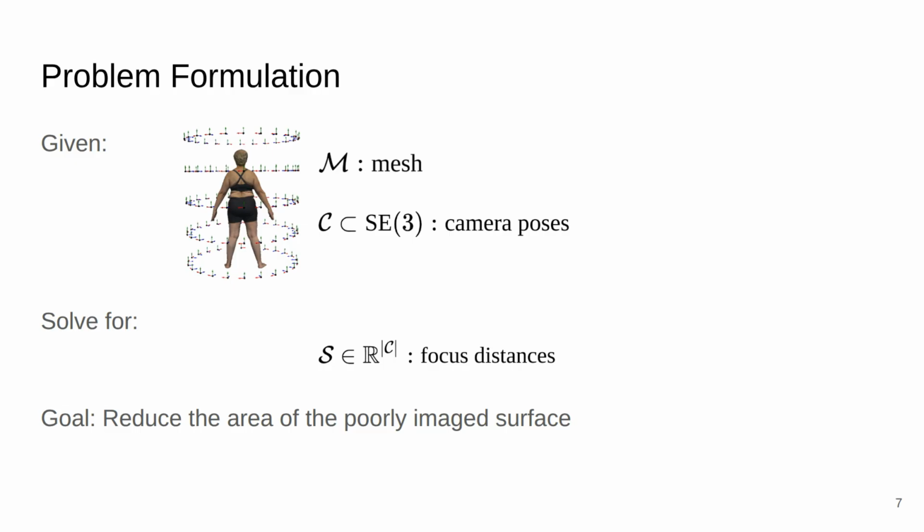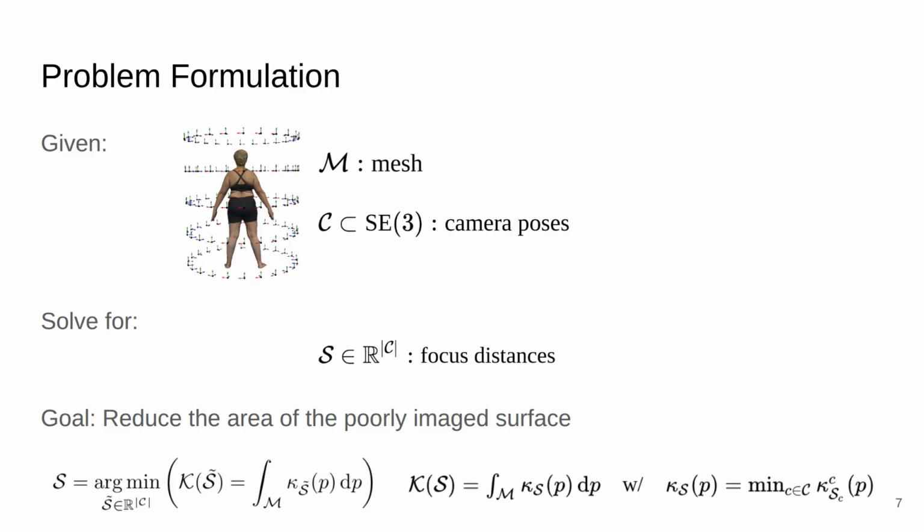The optimization problem can be expressed in the equation below. What's this monster? Don't worry, let's talk about it term by term. First, for each camera, given its focus distance, we can compute the focus distance cost relative to a point. Then, for each point, we can compute the cost per point as the minimum focus distance cost among all the cameras.